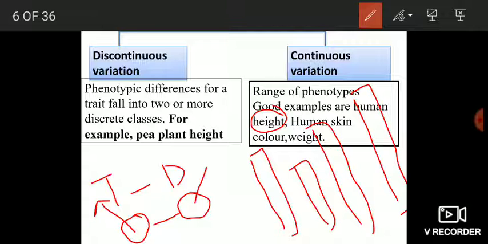This is all about heredity and variation. I hope you all understand this. Thank you and stay blessed.